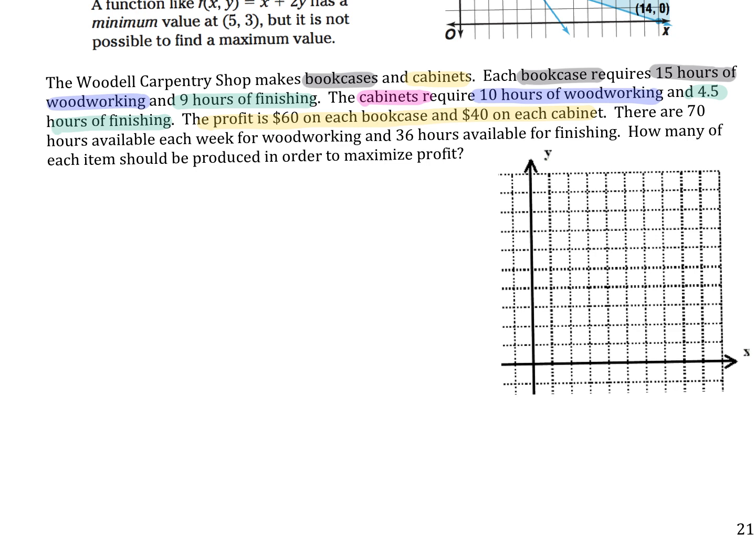There are 70 hours available for woodworking, which means I'm going to go back in purple. 70 hours available for woodworking, and then 36 hours available for finishing. There's so much information. First of all, what are our two things that we're dealing with? Let's start with bookcases and cabinets. X is my number of bookcases, and Y is going to be my number of cabinets.